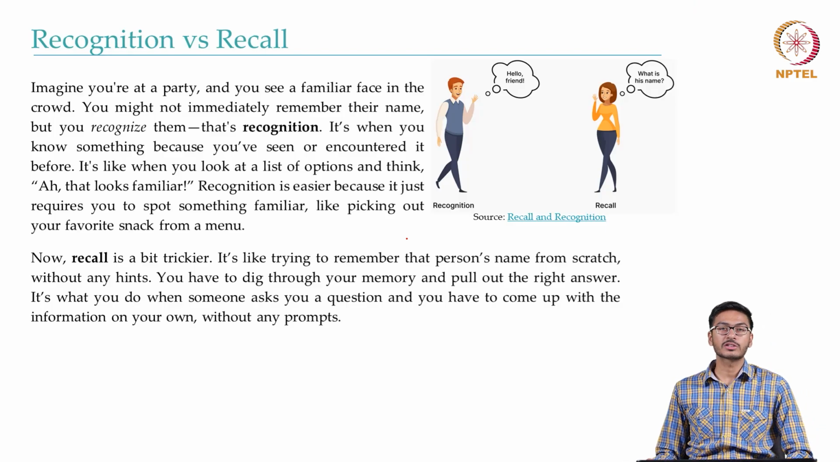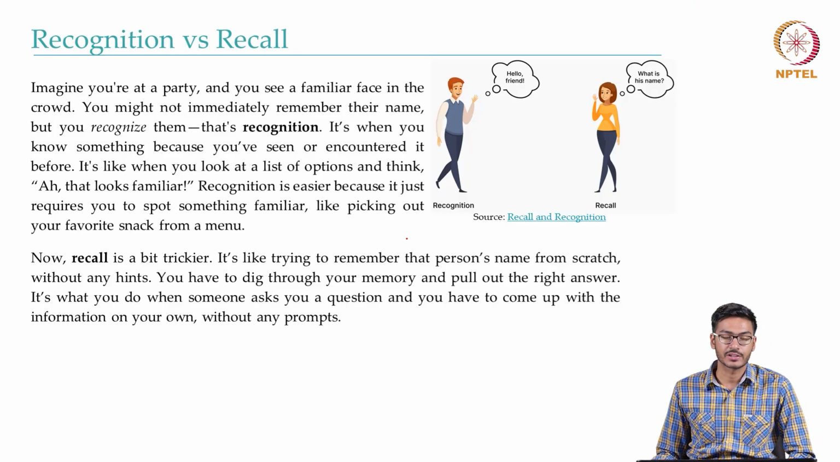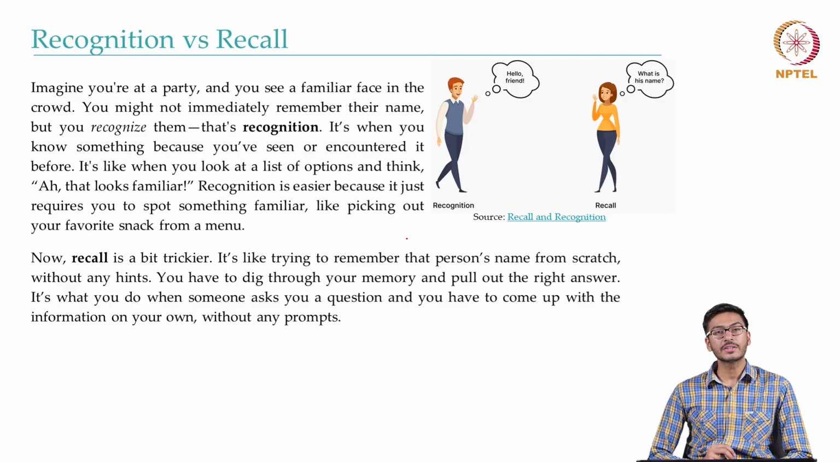Now we move on to the next topic, which is recognition versus recall. Let us understand this using an example. Imagine you are at a party and you see someone whose face is familiar to you in the crowd. You might not immediately remember their name, but you can recognize them. That is simply recognition. It's when you know something because you have seen or encountered it before.